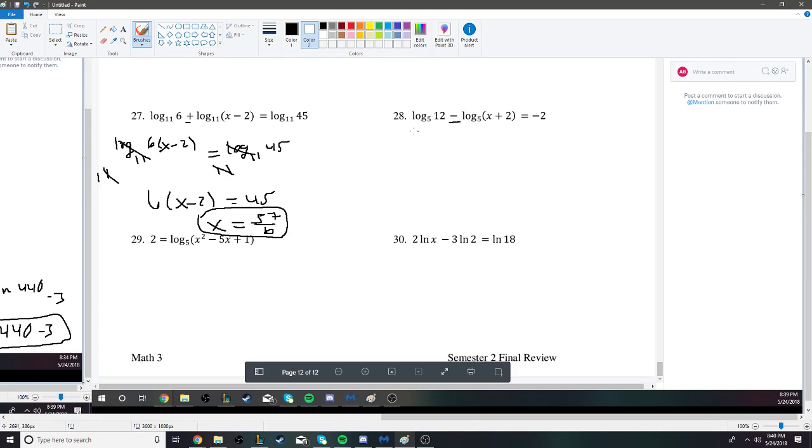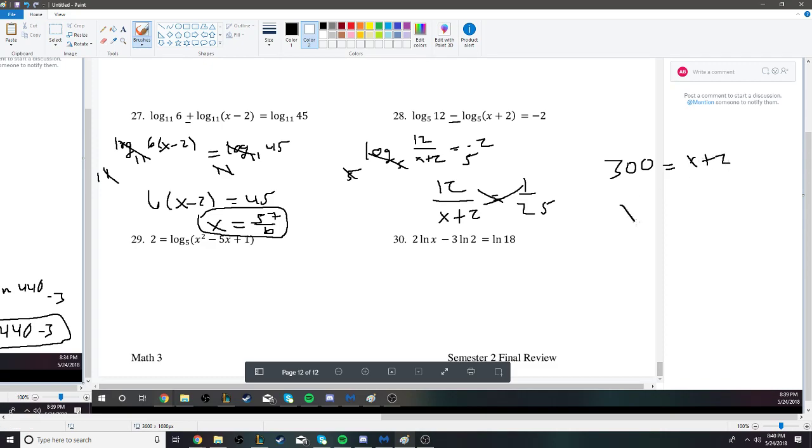So this is subtraction, which means you have to combine them with division. So this is log base 5 of 12 divided by x plus 2 equals negative 2. Raise both sides to the power of 5, or sorry, base of 5 on both sides. So you'll get 12 over x plus 2 equals 1 over 25. Cross multiply, and you're going to get 300 is equal to x plus 2. x is equal to 298.